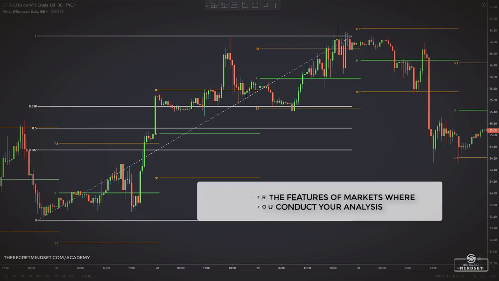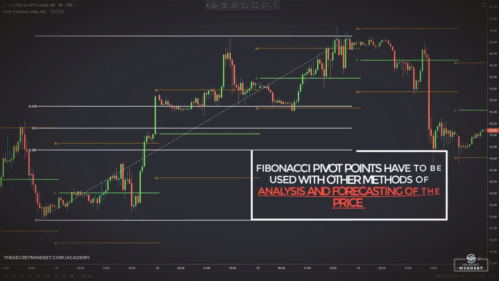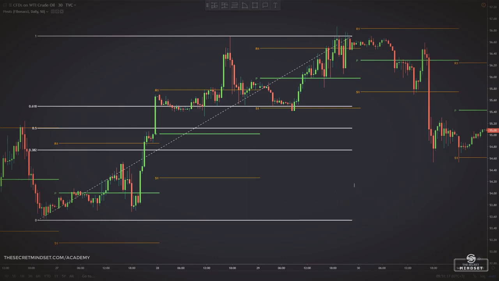Ideally, Fibonacci pivot points have to be used with other methods of analysis and forecasting of the behavior of your instruments. From my experience, it's better to use Fibonacci pivot points on the charts from 1 hour and higher. The higher the time frame, the stronger the signal will be.